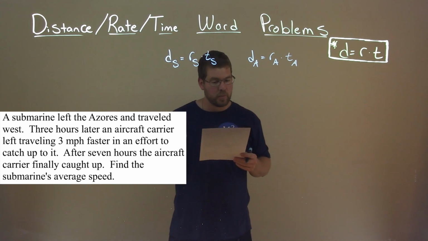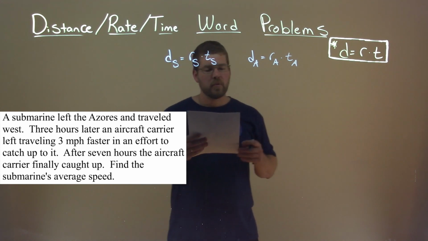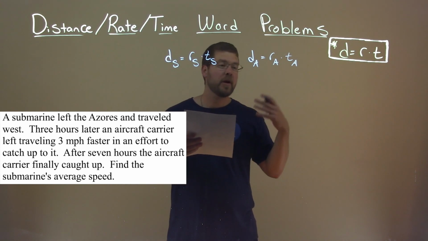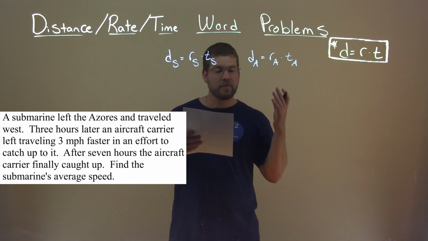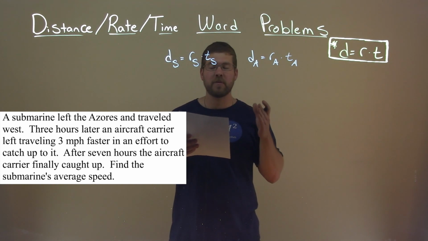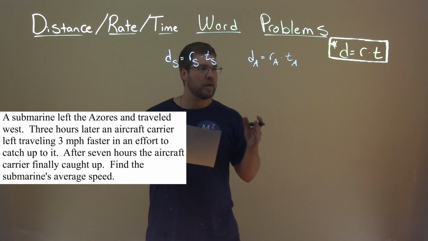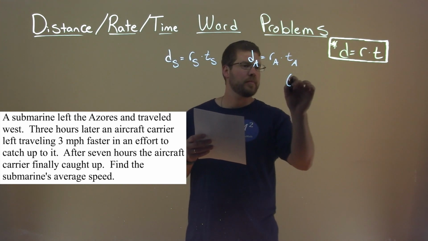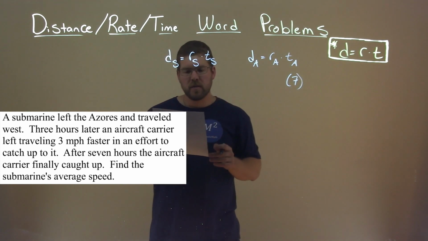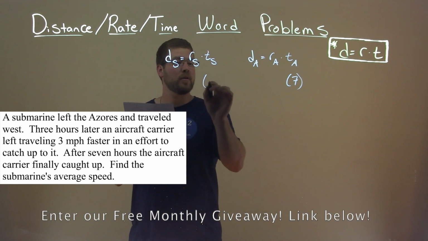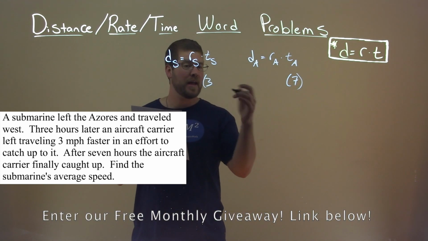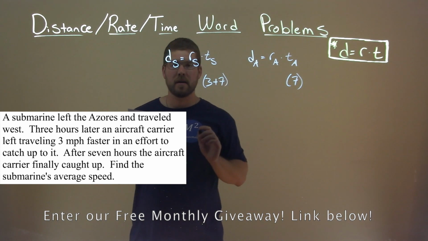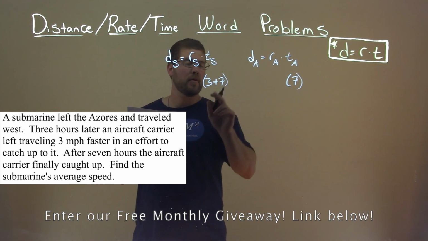Well, we know the submarine first left, then 3 hours later, the aircraft carrier left. And after 7 hours, the aircraft carrier finally caught up. So the aircraft carrier was only in the water for 7 hours, or traveling for 7 hours. The submarine started 3 hours earlier, then after 7 hours, the aircraft carrier caught up to it. So we combine those hours together here.